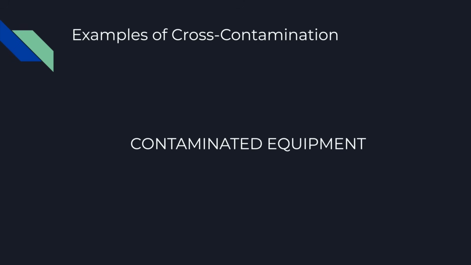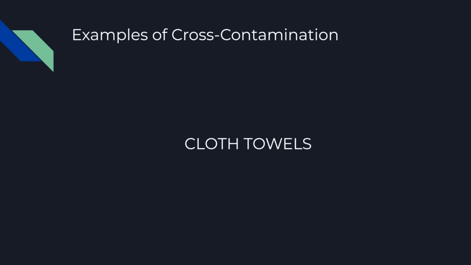Let's talk about number 6, cloth towels. Wiping up spills of raw meat juices with a cloth towel and then using the same towel to clean other surfaces. Absolutely. I mean, that happens so often in an operation. It's not even funny how often it happens. It happens a lot.